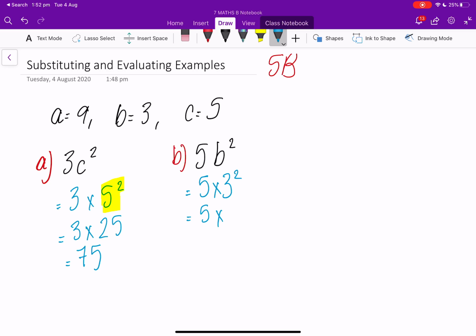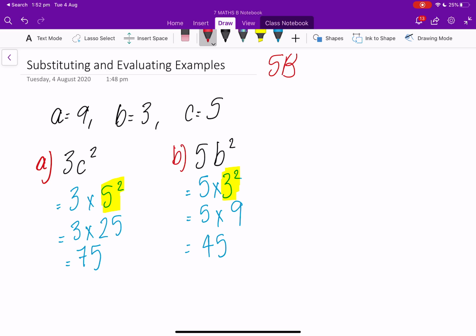Now 3 squared, you should know, is 9, because 3 times 3 is 9, and that's another thing I really need you to memorize, okay? You can just perform the multiplication. 5 times 9, that just equals 45, okay? And that's the answer for that question.